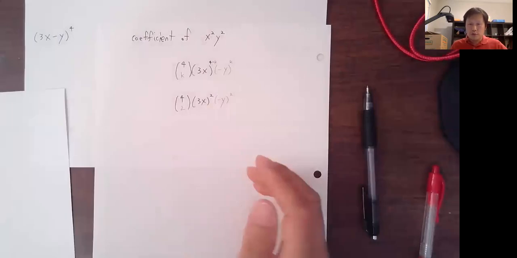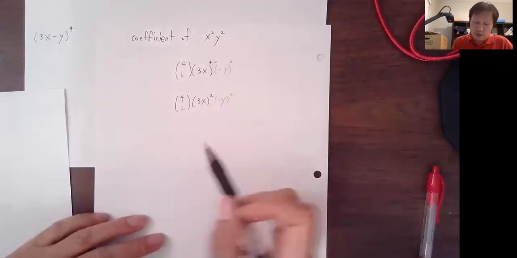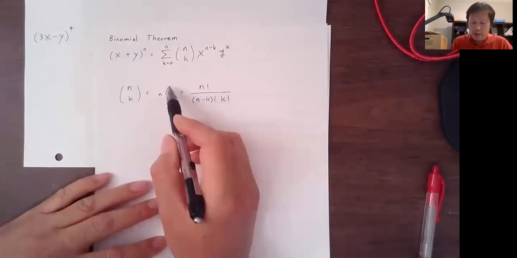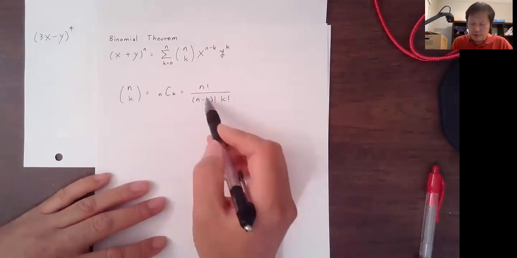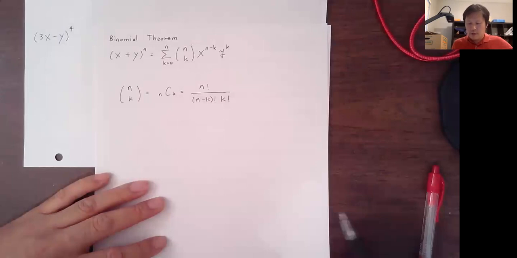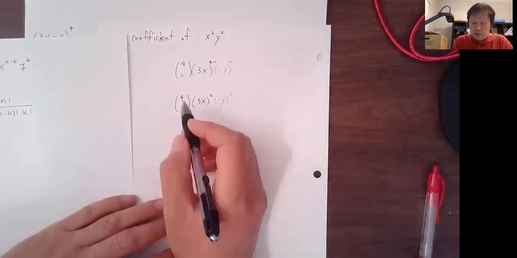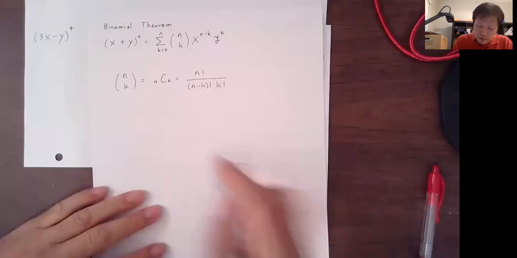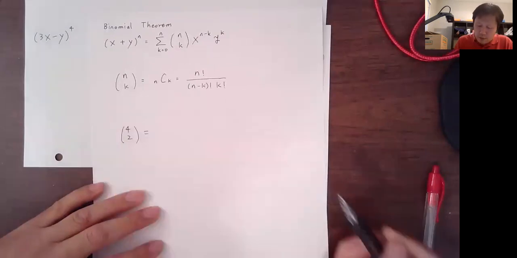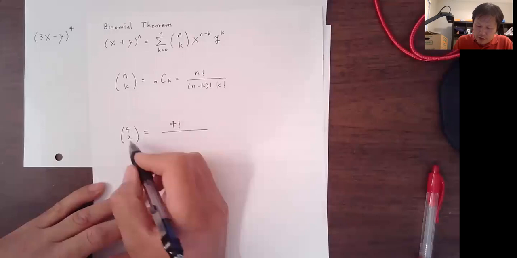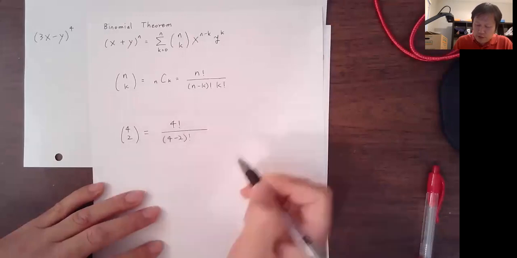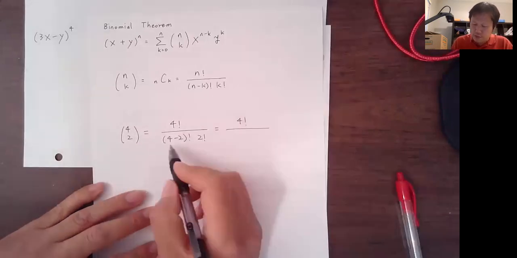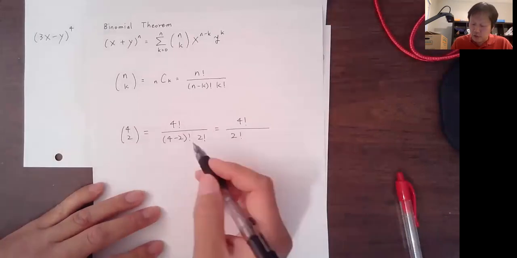I need you to know how to do it without using the calculator. So the formula is this. n combination k is n factorial over (n minus k) factorial, k factorial. Sounds complicated, it's not. So 4 combination 2. What does 4 combination 2 mean? It is the same as 4 factorial over (4 minus 2) factorial and 2 factorial. That's the same as 4 factorial all over, 4 minus 2 is 2, 2 factorial, and 2 factorial here.